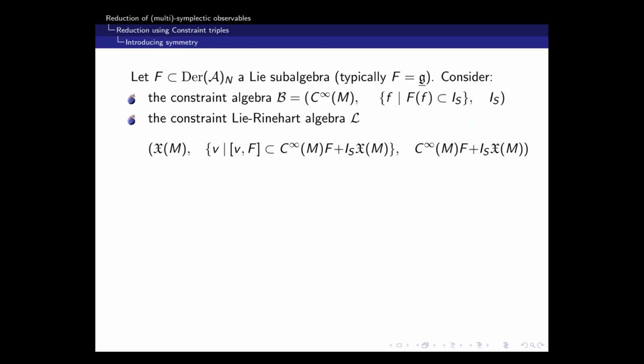And now on the middle part, we are looking at a sort of normalizer of the space. We are looking at the vector fields which, when we apply something from F to them, we land in this invisible subspace. I should say that here instead of F, we could take C infinity M F plus I_S X M. This is just to write the condition in a shorter way, but in principle, the idea is that this is what is invisible, and when we apply a symmetry to something which is invisible, it should stay invisible.